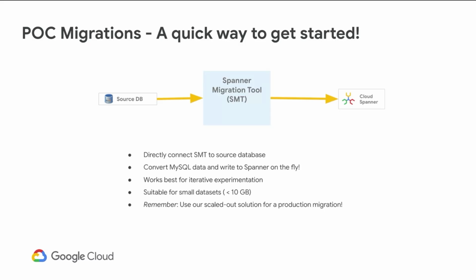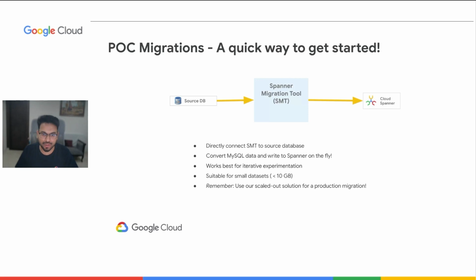How a POC migration works is that it directly connects to the source database, pulls the MySQL data from it, converts it on the fly to a Spanner compatible format, and then writes it to Spanner. This works very well for iterative experimentation when new customers are trying to learn about Spanner, and is typically suited for small data sets ranging less than 10 GB in size.